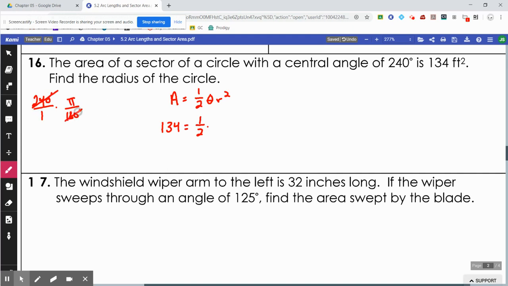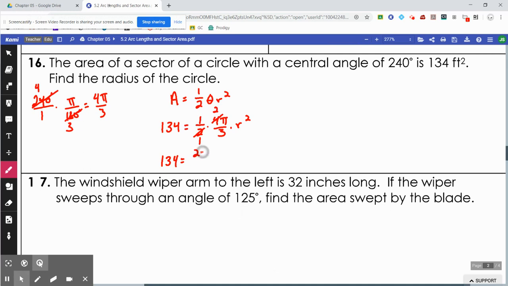We can reduce this by dividing by 60. That gives you a 4 and a 3. So my angle is 4 pi over 3. Let's plug that in: 4 pi over 3 times, and we're looking for the radius, so times radius squared. Here it is best to clean up. We can cross cancel here. That leaves you with a 2 and a 1. So we now have 134 is equal to 2 pi over 3 r squared.